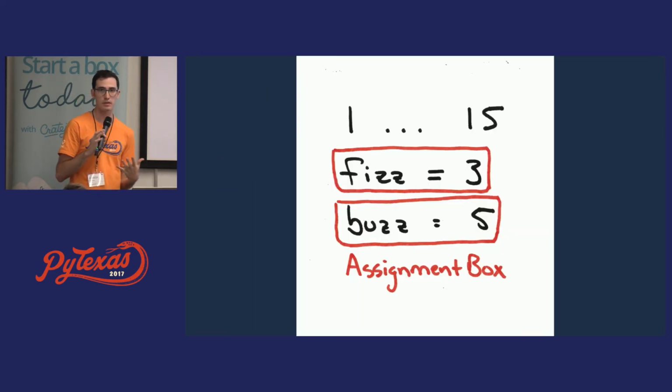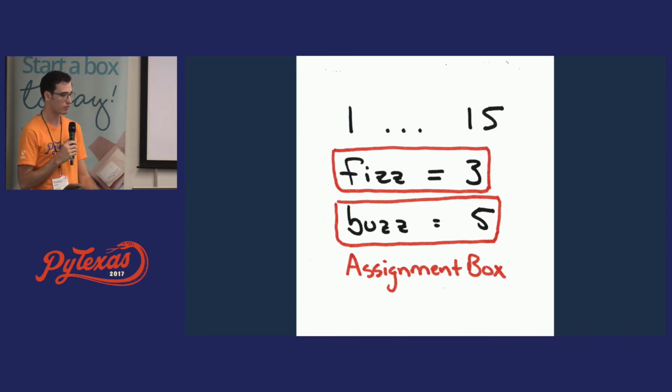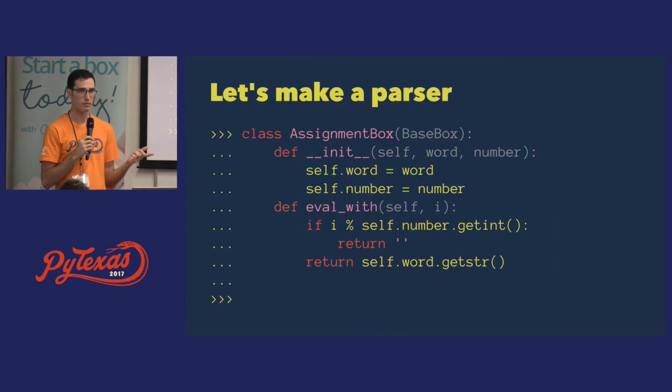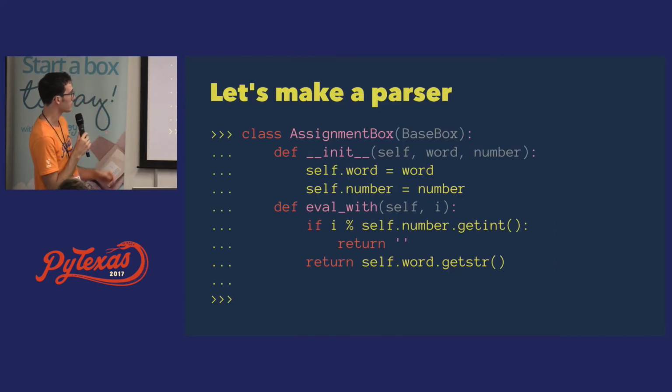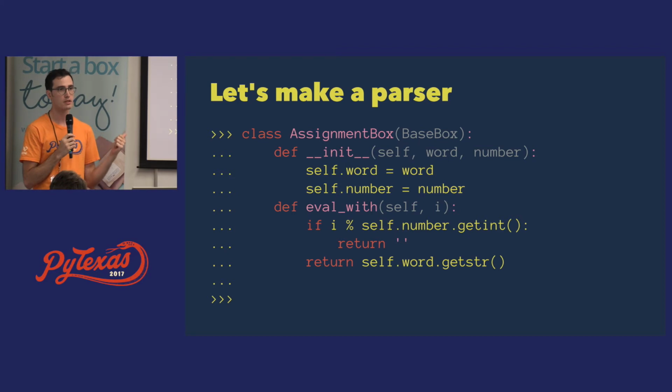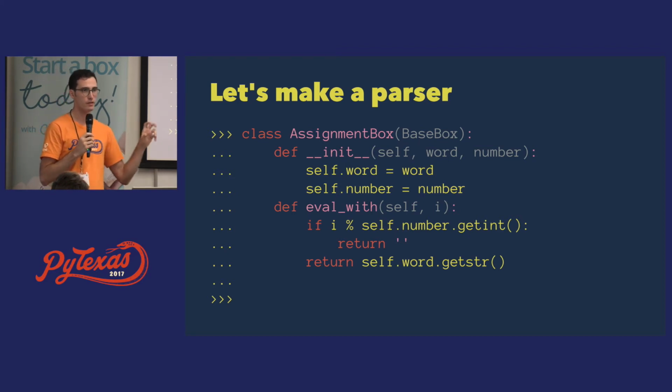So the assignment boxes is when it starts to get a little interesting. So an assignment box is going to get a word and an integer. And when I initialize it, I just set them equal to self.word, self.number. And then I'm going to write another arbitrarily named function called evalWidth. And this is a little bit different because before, all our evaluation functions didn't take any arguments. But this one is going to take an argument. This is going to take the integer I.